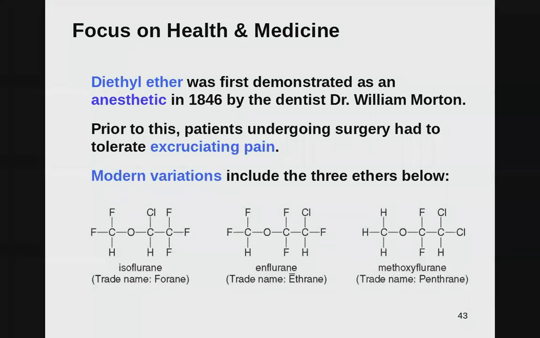Now, modern variations of this: we've talked about enflurane. We also have isoflurane, and we also have methoxyflurane. Again, you can see they're all ethers: ROR, ROR, ROR. It started with diethyl ether, and modern anesthetics help you fall asleep so you don't feel the pain of surgeries or teeth pulling, which is a horrible experience. They are ethers. Toxic in high concentrations, but good stuff.